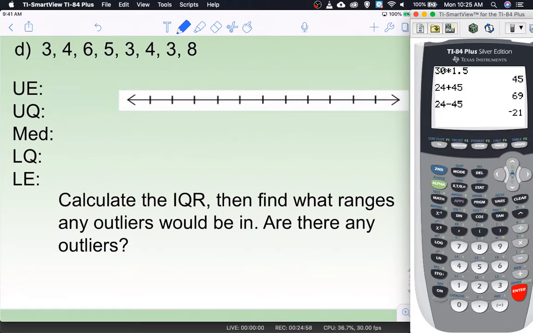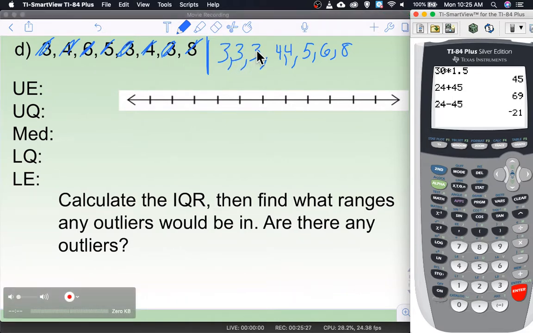Okay, letter D. So a small number of numbers, and the numbers themselves are fairly small. Let's put them in order: 3, 3, 3, there were three 3s, 4, 4, 5, 6, 8. Okay, so there is 1, 2, 3, 4, 5, 6, 7, 8 numbers here.